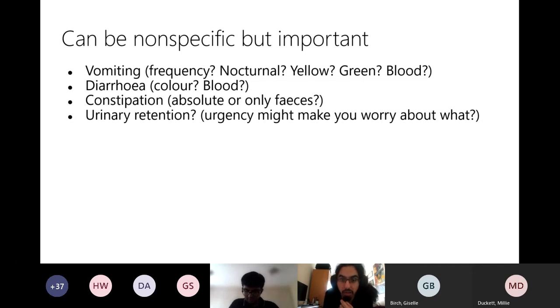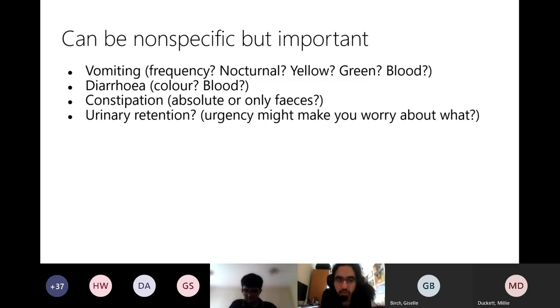Constipation, do remember to ask about if they can pass wind. If somebody can't pass wind, that's absolute constipation, and that's a lot more worrying. Because if it's constipation but they can still pass wind, then it could be dietary because of fiber. Of course, it can also be more worrying things such as colorectal cancer. But if they can't pass wind at all, that's absolute obstruction, and that will quickly turn into a surgical emergency.